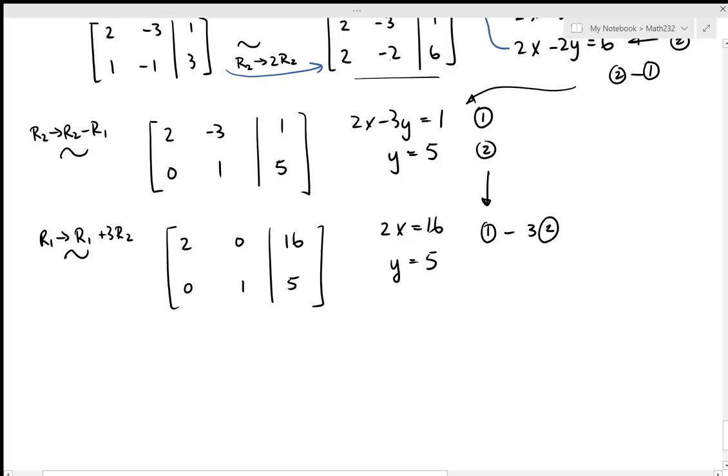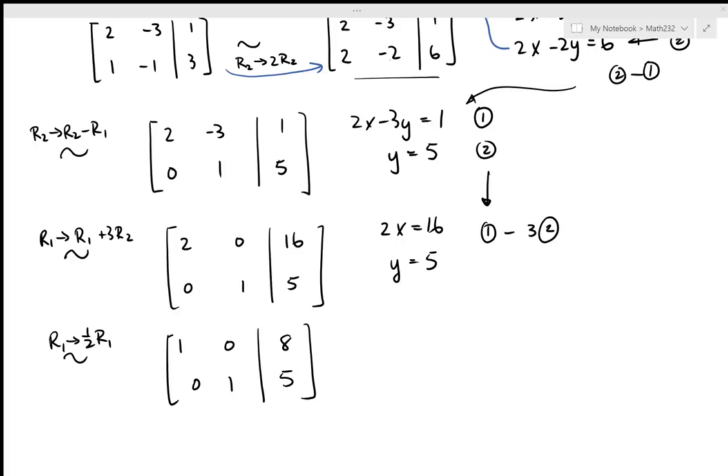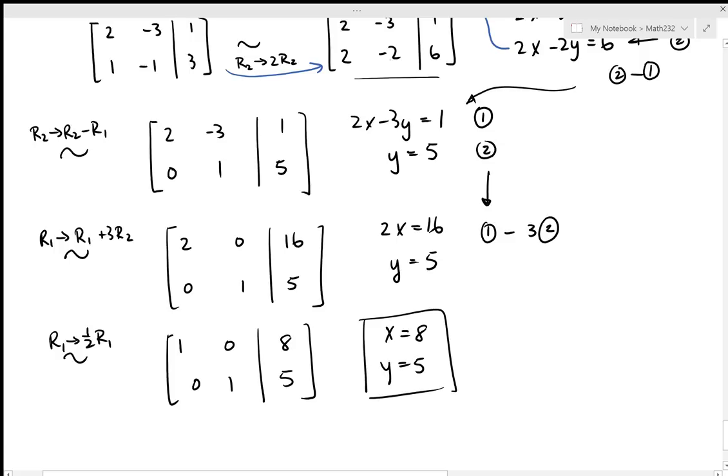Okay, I'm going to do one final thing here. I'm going to say, listen, I'm going to take R1 and I'm going to replace it with a half R1. Okay, this is multiplying a row by a non-zero scalar. 1, 0, 8, 0, 1, 5. Now I write out what this augmented matrix is when I write it out as equations, and it looks like this. x equals 8, y equals 5. And folks, that is very exciting. We have a solution, right? There's nothing else to do. So we now have a solution.